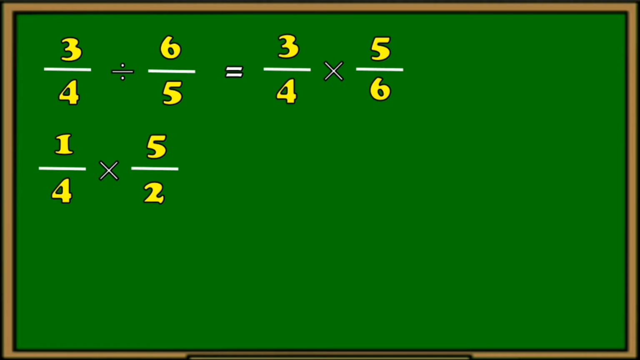Now we can proceed to multiplication. Numerator times numerator, 1 times 5 is 5. Denominator times denominator, 4 times 2 is 8. Our final answer, 5 over 8.